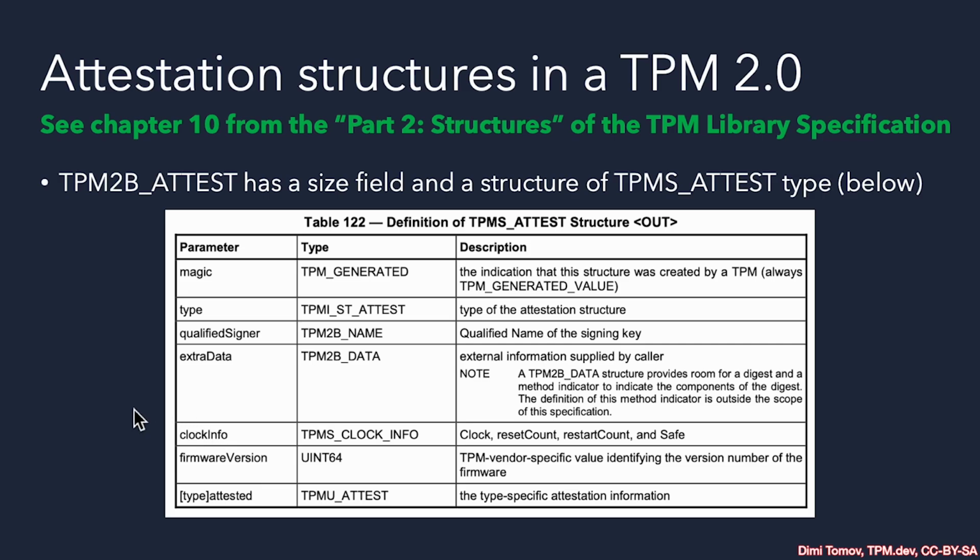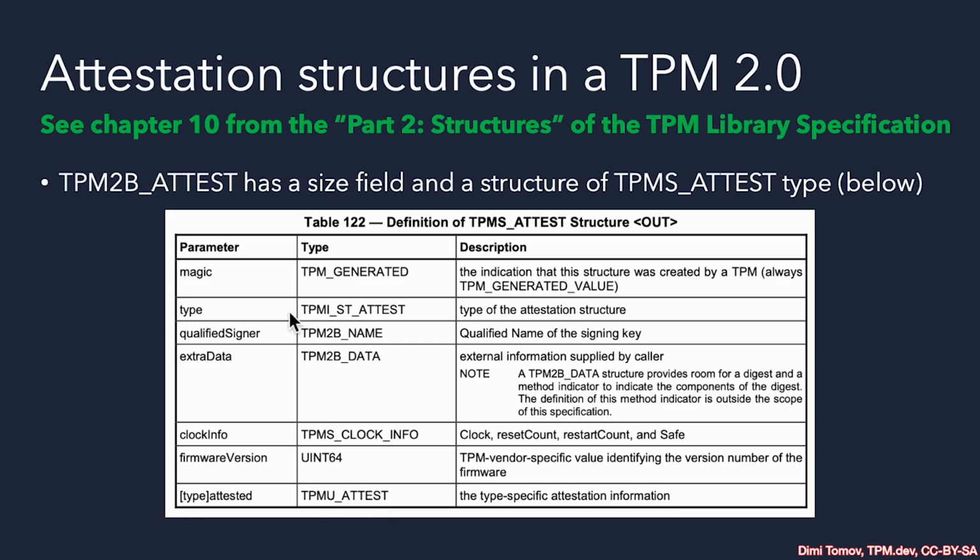I'll talk about that a bit later. And firmware version is the TPM version of its firmware. Useful for some checks depending on the use case. But let's focus on this TPMU_ATTEST field, because this is where the PCR digest will be, and this is what we need to look closer at.